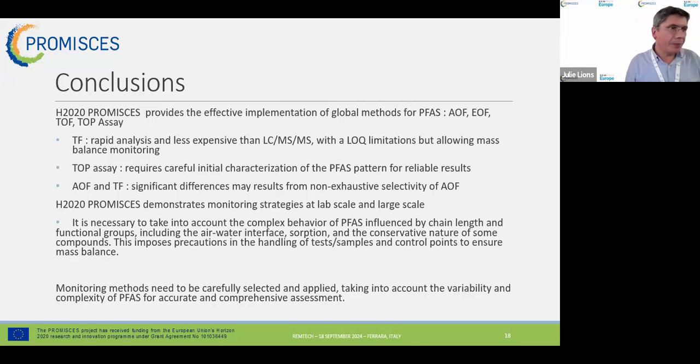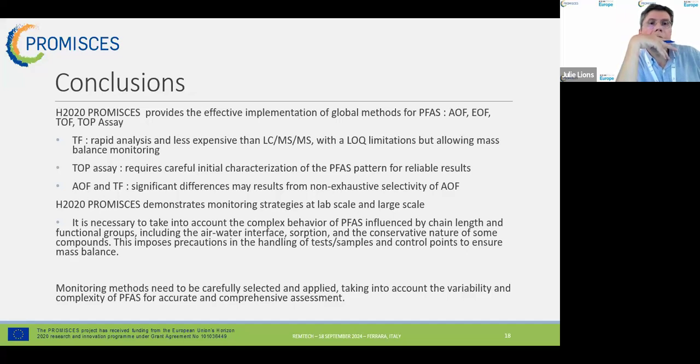Quickly for the conclusion. In this project, we have provided an implementation of the global methods for PFAS. To summarize rapidly, for the TF, we have demonstrated this is a rapid analysis and less expensive than the target analysis, with, of course, this LOQ limitation. For the data set, we recommend a careful initial characterization of the samples. For the AOF, we demonstrated that we have significant differences that can result in a non-exhaustive selectivity of AOF.